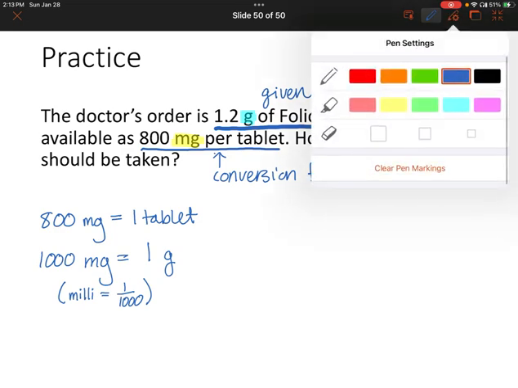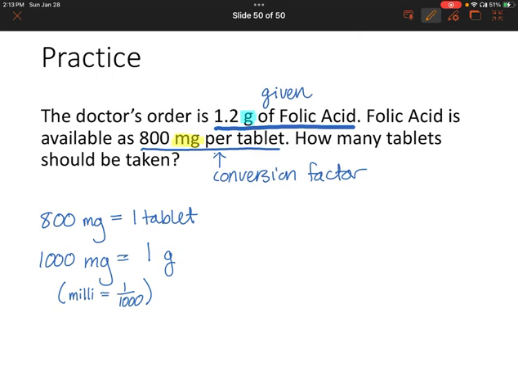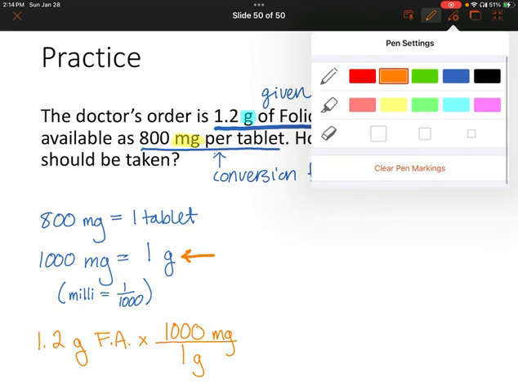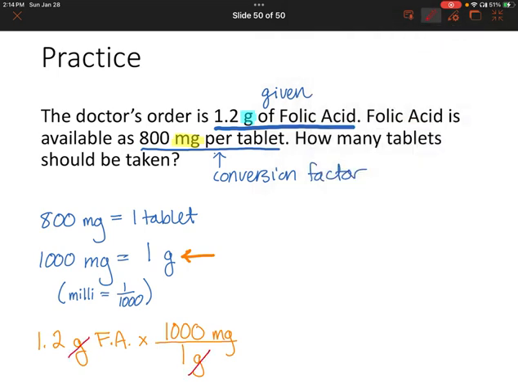I'll use a different marker color here. So I'm going to start with what we were given, 1.2 grams of folic acid. And we want to cancel the unit of grams, since that's what we're starting with, right? It looks like our second conversion factor has grams in it. So I'm going to put that 1 gram on the bottom, and I'm going to put 1,000 milligrams in the numerator. So in this step, we're canceling grams to get milligrams.